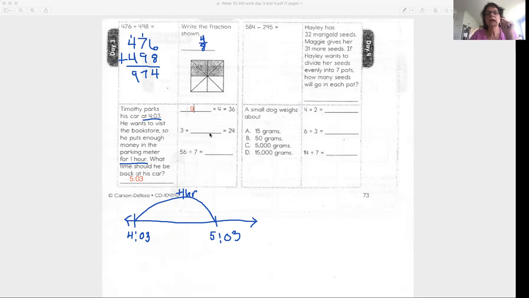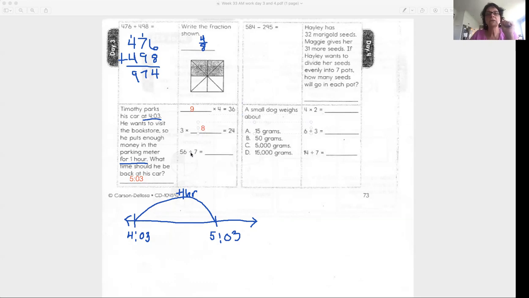The next one, 3 times what equals 24? 24 is my total. 3 is one of my factors. So I can skip count by 3 until I get to 24. So 3, 6, 9, 12, 15, 18, 21, 24. And that would give me 8 is my missing factor.